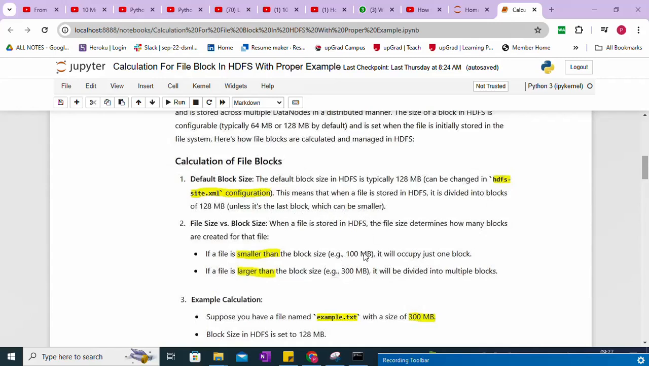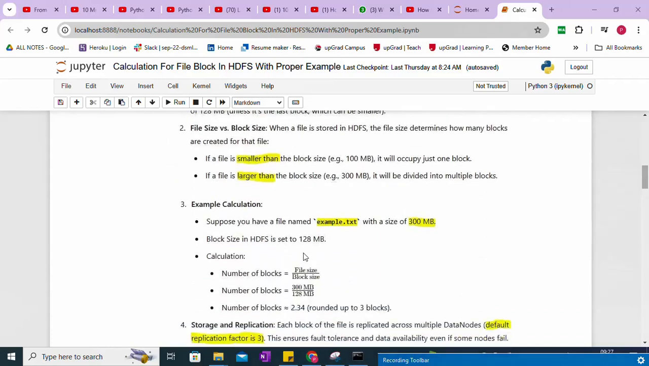Now, you can ask, what is the difference between file size and block size? When a file is stored in HDFS, the file size determines how many blocks are created for that file. For example, if a file is smaller than the block size, for example 100 MB, it will occupy just one block because my block size is 128 MB. If a file is larger than the block size, let's say 300 MB, it will be divided into multiple blocks. Okay.